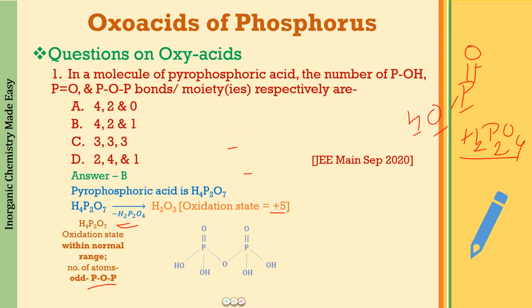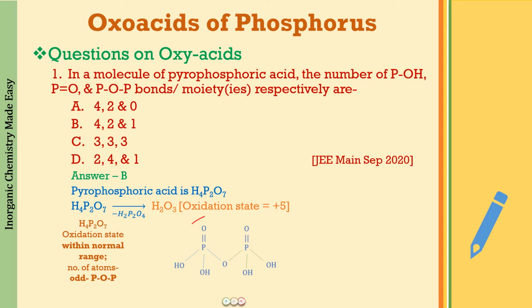Okay. So now once you've drawn the structure, the rest is going to be very easy. You can see that this compound has 4 P-OH bonds, it has 2 P double bond O, and it has just 1 P-O-P. So the correct option, this becomes 4 to 1. Easy enough, I think. Good.